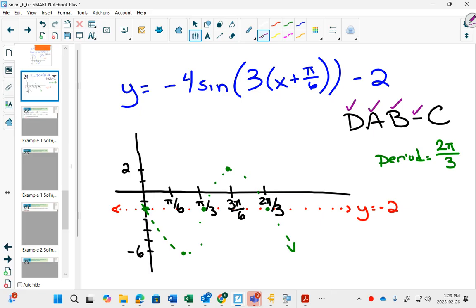It's plus pi over 6. Nice that I gave it to you in factored form. Remember, we always have to write in factored form. This one was already in factored form. But that plus pi over 6 would be a shift to the left. On my axis, I already have what 1 pi over 6 is. So negative pi over 6 would be exactly that same distance to the left.